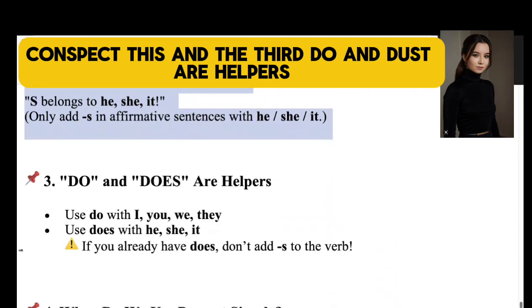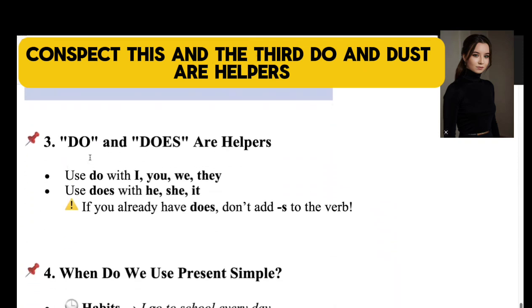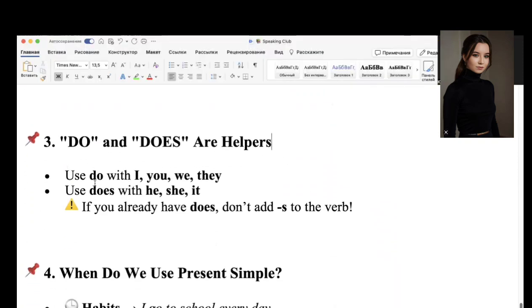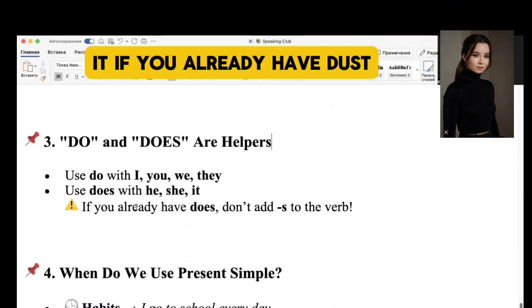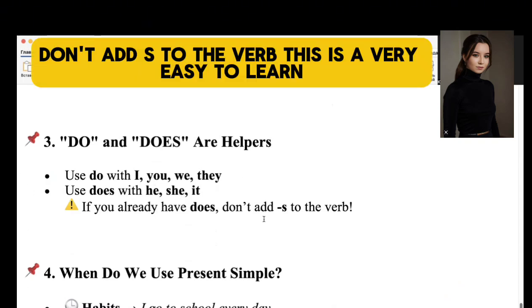Note this down. And the third: do and does are helpers. Use do with I, you, we, they, and use does with he, she, it. If you already have does, don't add S to the verb. This is very easy to learn.